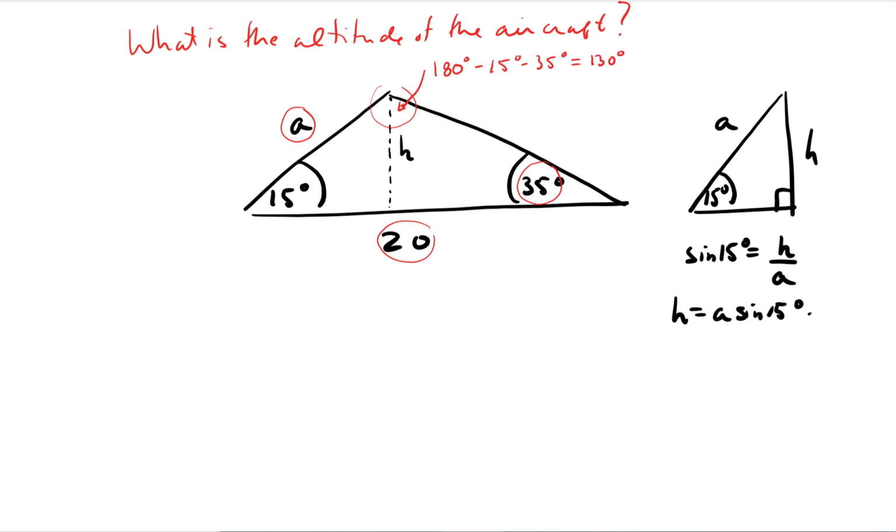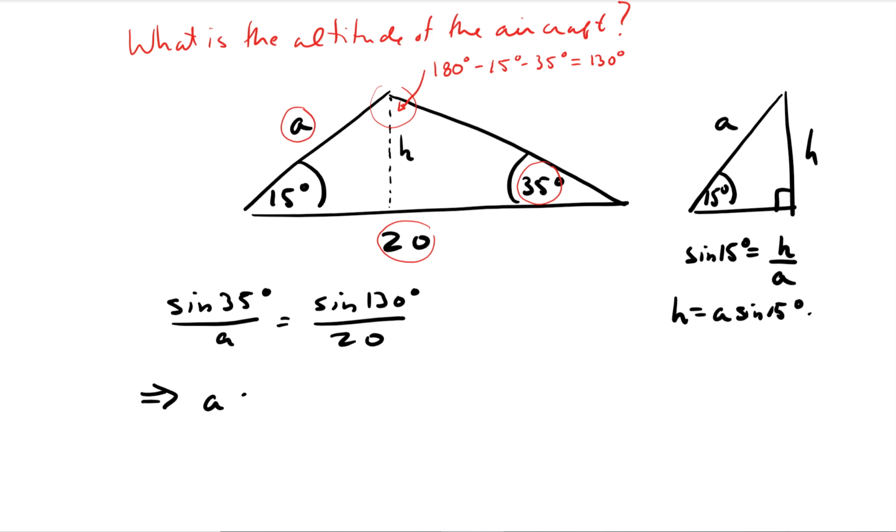So I'm able to use the law of sines to get A. Sine of 35 degrees over A is in the same ratio as the sine of 130 degrees over 20. And then I can find A. So A is sine of 35 degrees over the sine of 130 degrees times 20.